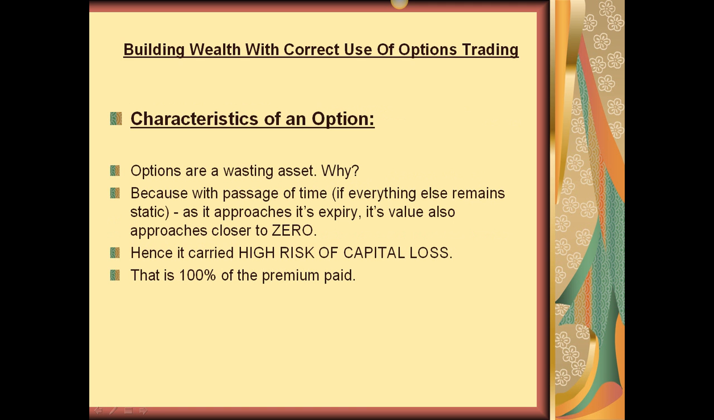So what are the characteristics of the option? Well, an option is a contract which is typically viewed as a wasting asset. Why a wasting asset? Well, as time passes, if the price doesn't achieve your intended objective, then essentially it could expire worthless. So in that sense, it carries a high degree of capital risk. The 100% of the premium could disappear.